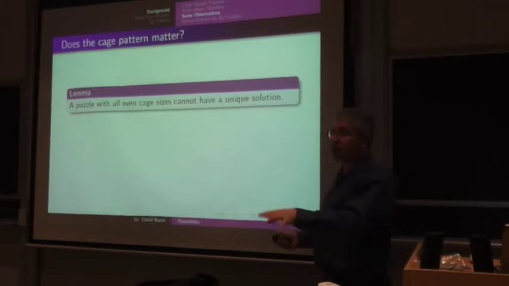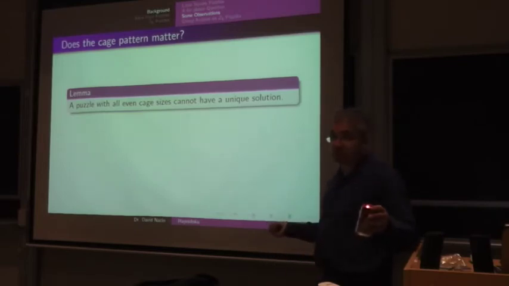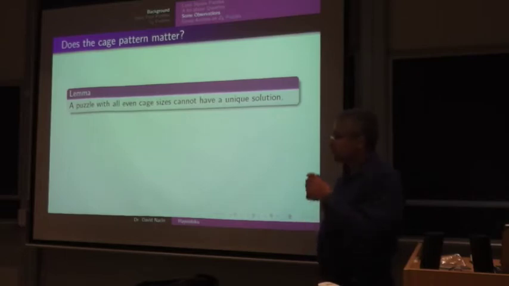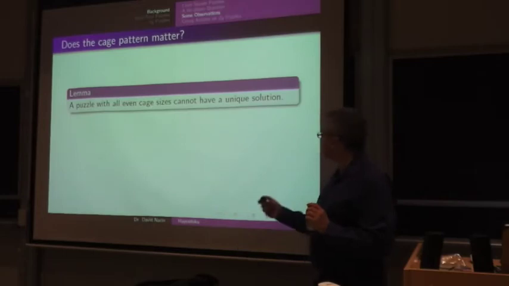But I want to talk a little bit about the cage pattern. That cage pattern that you chose seemed kind of arbitrary. So was there anything special or important about shaping the cages in that fashion? But you're only talking about 4x4 right now. So we're only talking about 4x4 and a cyclic group of order 4, Z4, right now.